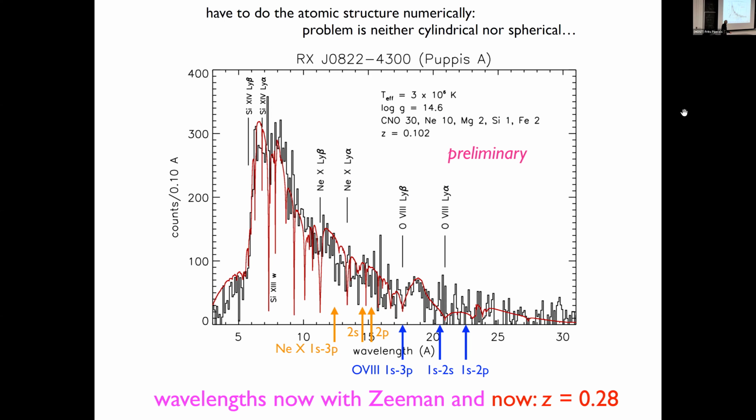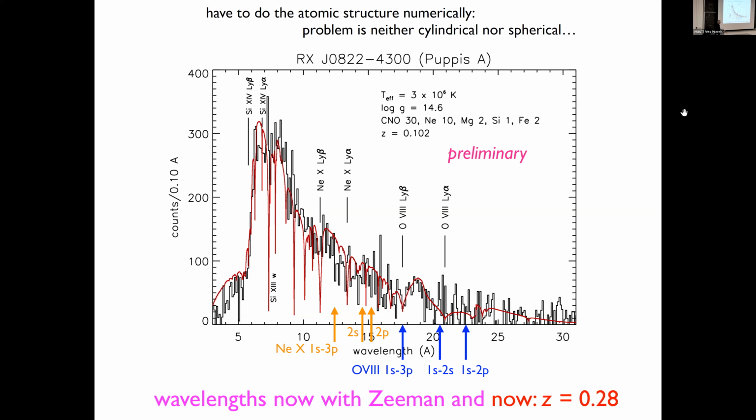I get this. So I get a model that looks very similar to the one I used before. That's because it is the same model, because I don't have anything else yet. But I did apply shifts for the quadratic Zeeman effect. And so these things over here now no longer coincide with oxygen Lyman alpha, Lyman beta at a redshift of 0.1, but they coincide with oxygen Lyman alpha and Lyman beta over here at a redshift of 0.28.